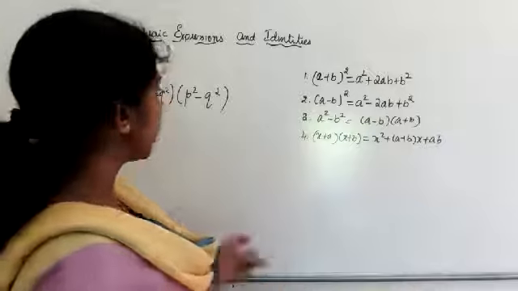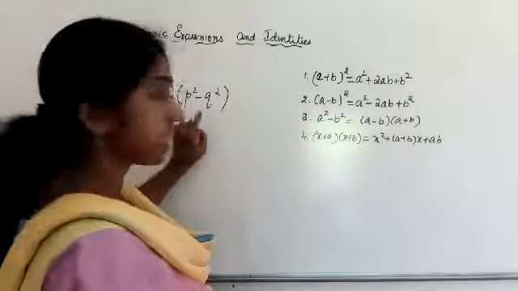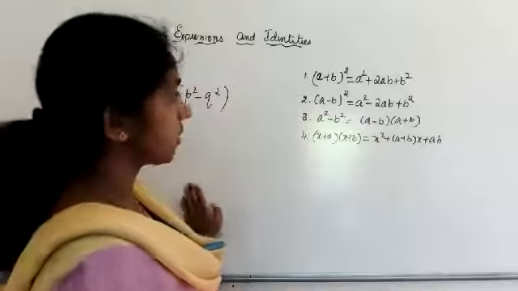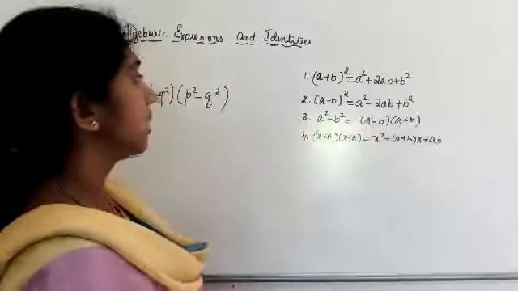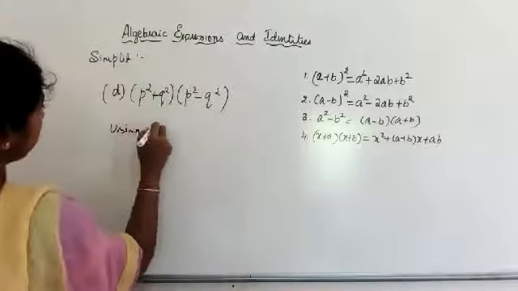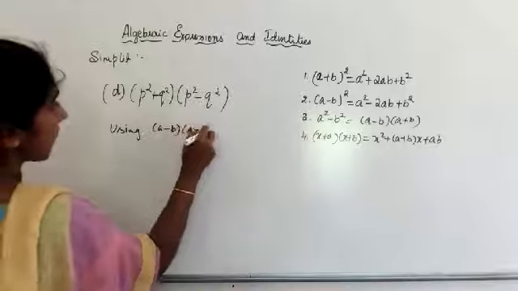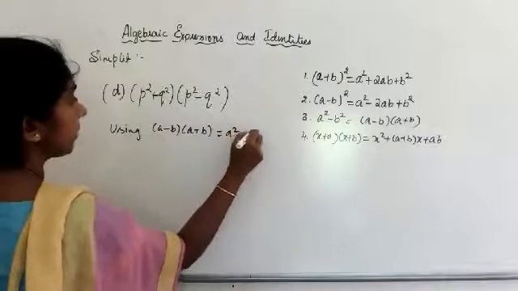So which identity? Here the power 2 is given. A and B are same. Only the plus and minus sign is different. So that means we are using the third identity. Therefore, using a minus b into a plus b is equal to a square minus b square.